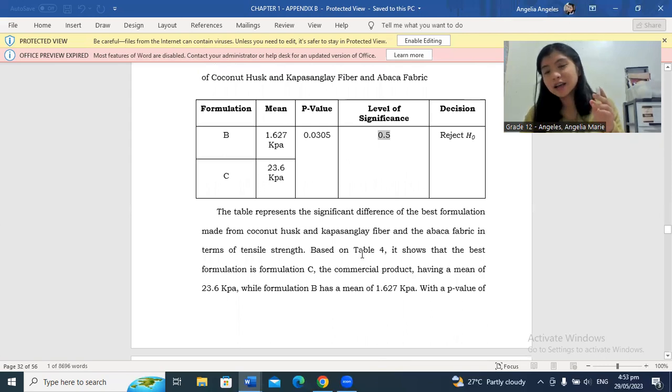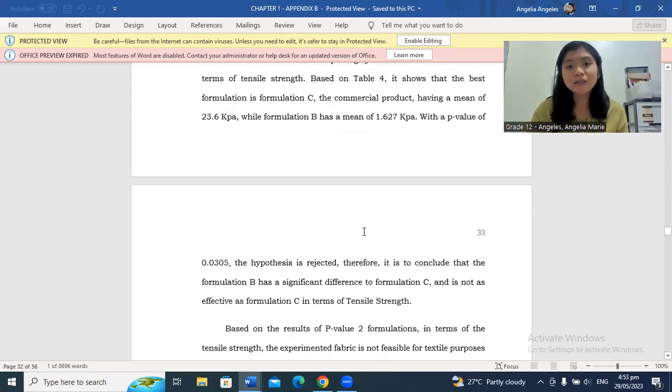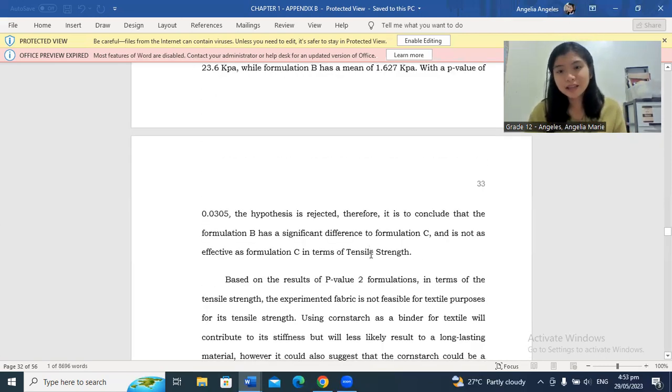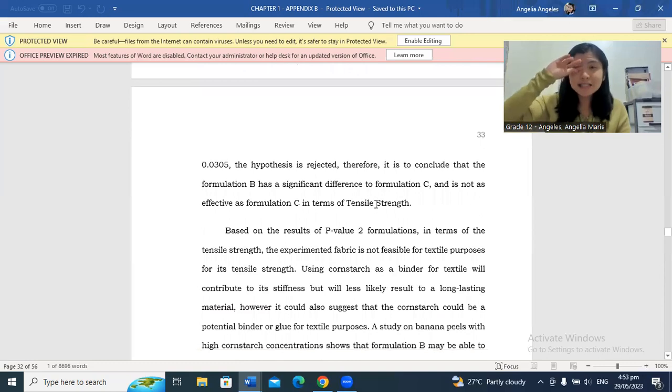So, ano na ang conclusion niyan? It means that the formulation B is not as effective as formulation C in terms of tensile strength. And there is a significant difference. Okay? Kasi kapag no significant difference yan, ibig sabihin that the formulation B and formulation C are almost the same.